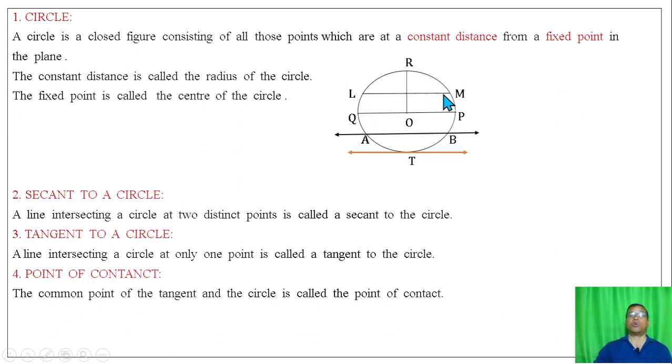LM is a line segment whose end points lie on the circle; this is called a chord, and the chord which passes through the center is called a diameter.